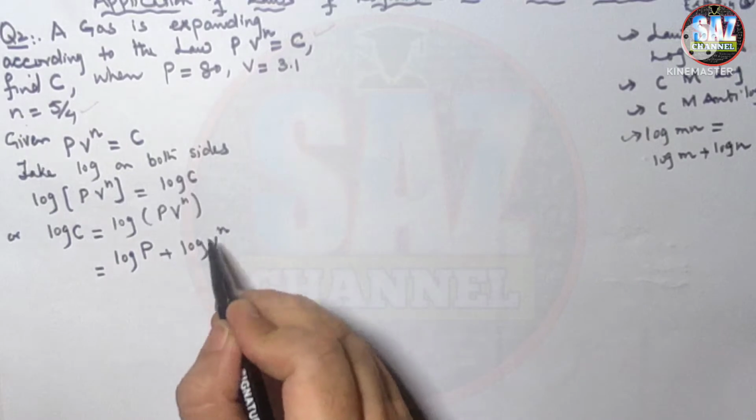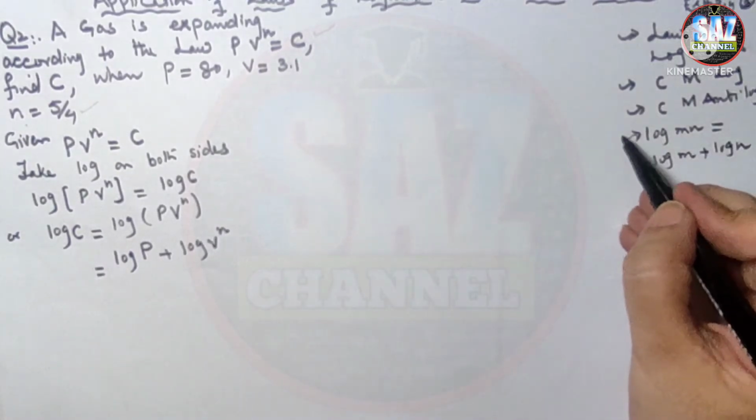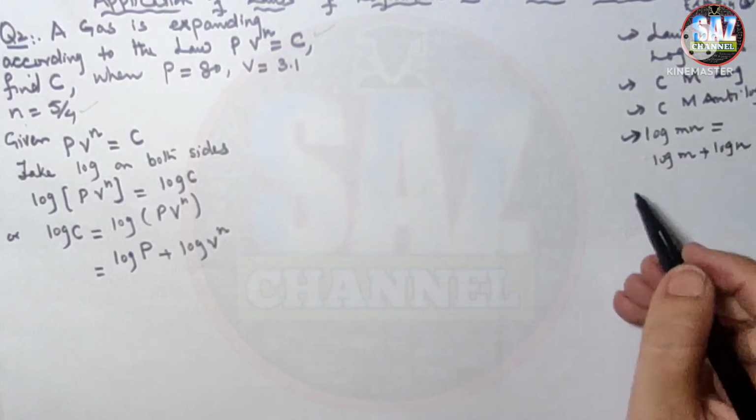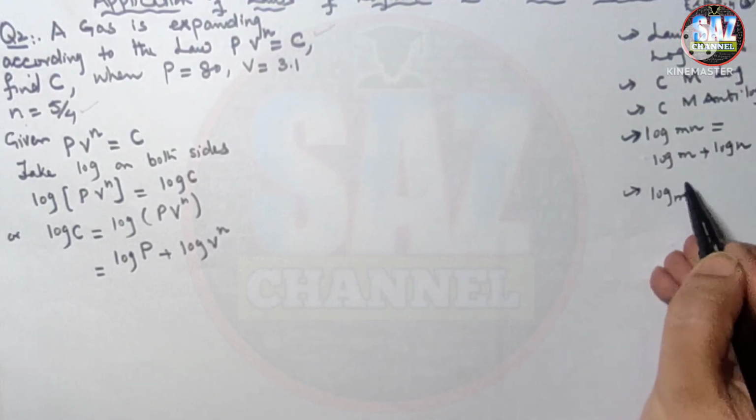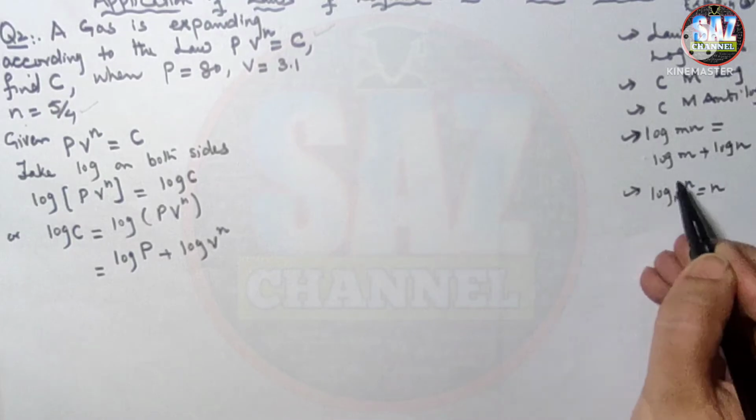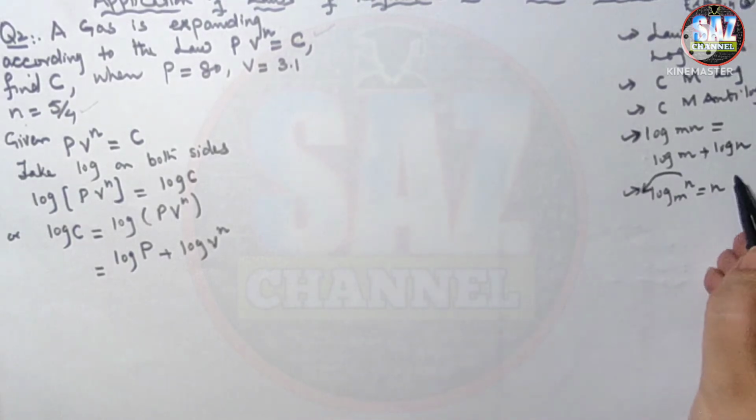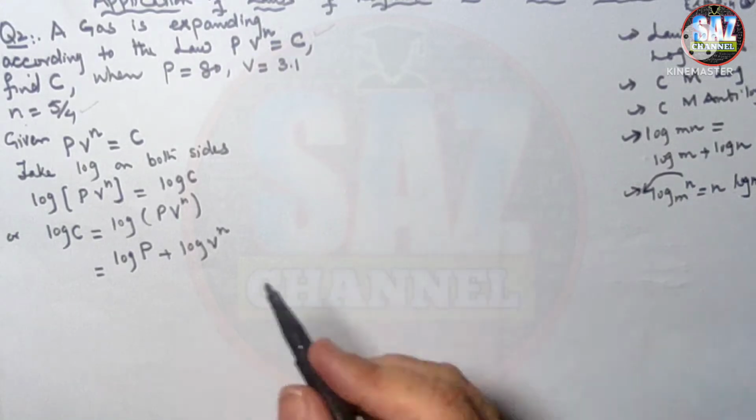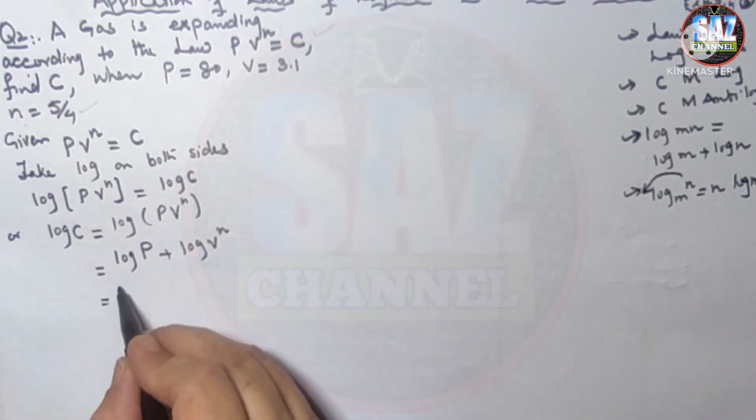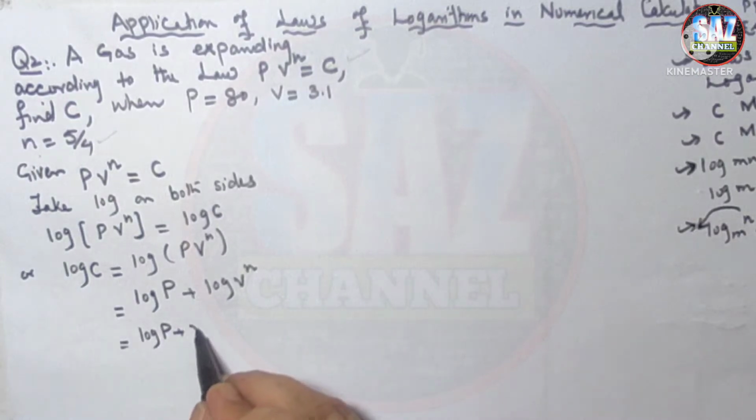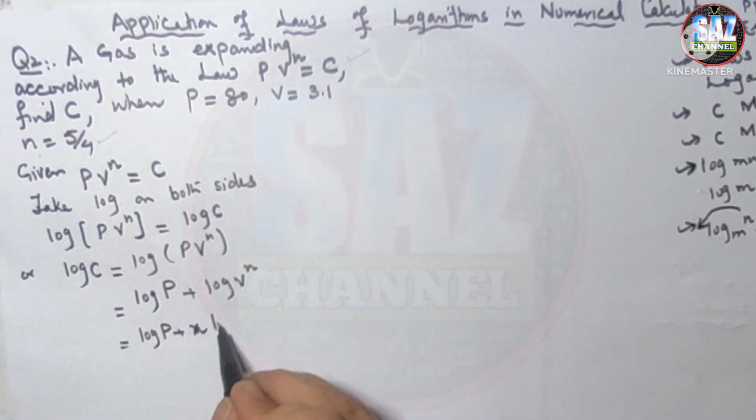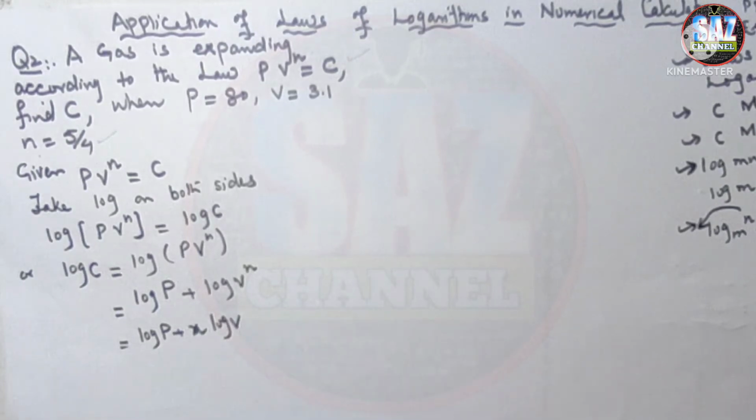Now, you can see, students, that V is containing the power as well. So, what is the power law of logarithms? That log of m raised to power of n equals to n, I have to bring down the index, and log of m. Learn these all laws by heart for better understanding of this chapter. Log of P plus n into log V. I hope these all steps are really clear to all of you.